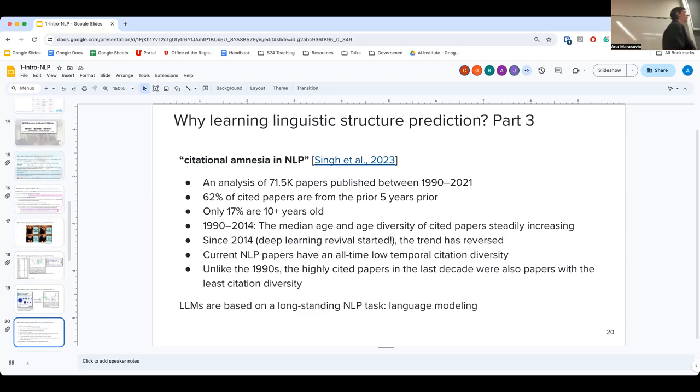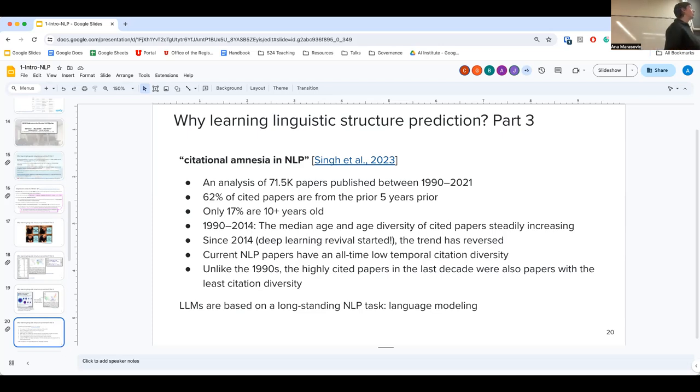Everything is happening at a really fast pace. We are publishing really fast. The papers become outdated really fast. New models are released every week. So current NLP papers have all-time low temporal citational diversity. And if you look at the most cited papers, unlike in the 90s, today they also have really low diversity.